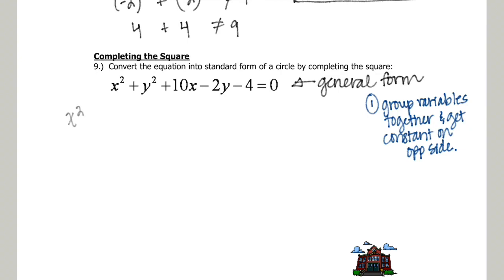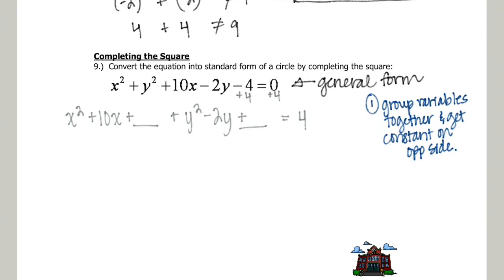So instead of x squared plus y squared, we'll have x squared plus 10x. And then I'm going to put a little line here to complete the square, plus y squared minus 2y. Then I'm going to put another little line to complete the square, equals, and we'll add 4 to both sides. We get equals 4.